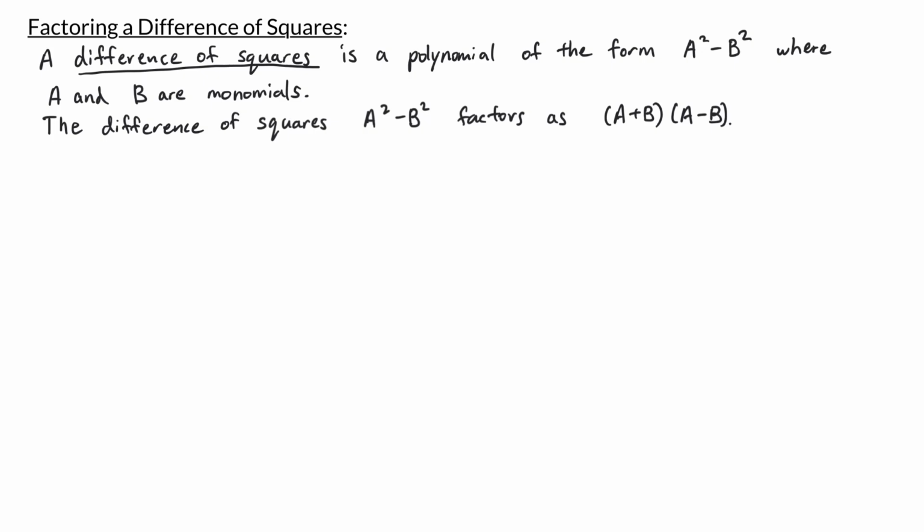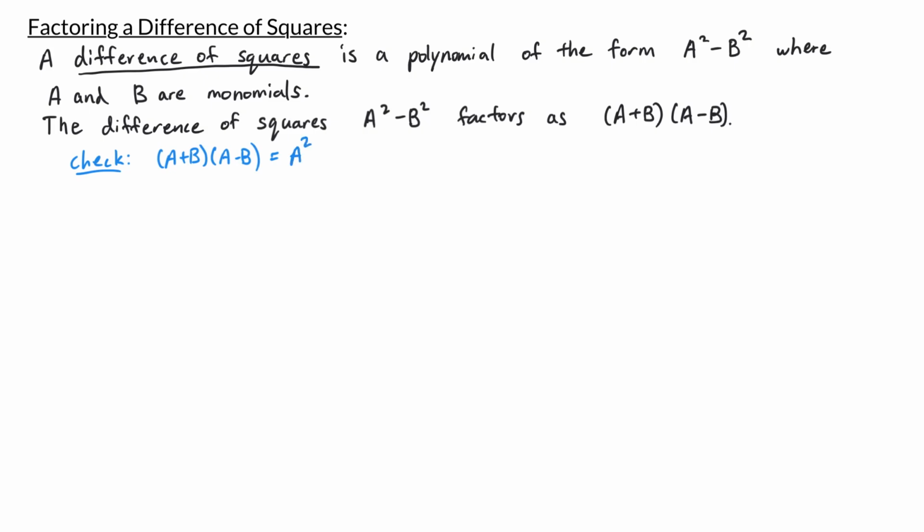To check that this factorization is correct, all we have to do is multiply out a plus b times a minus b and see that we get back our original polynomial a squared minus b squared. Now to multiply something like this out, I need to use the FOIL method. F stands for first, so we multiply the first terms a and a to get a squared.